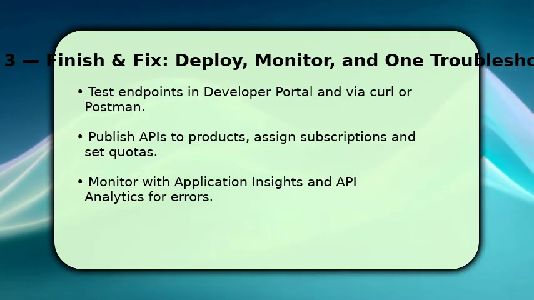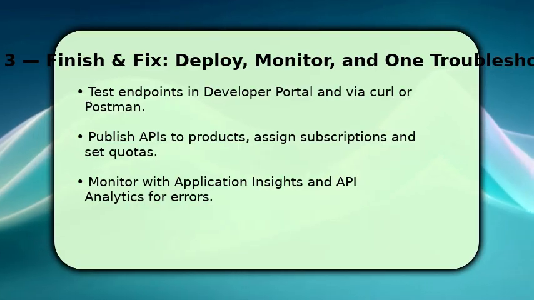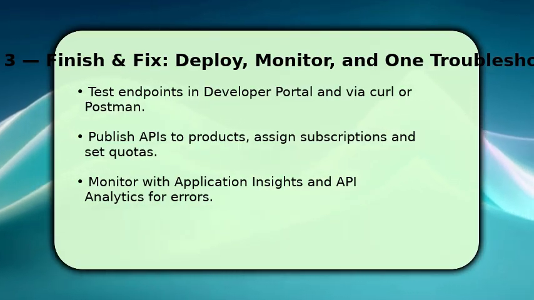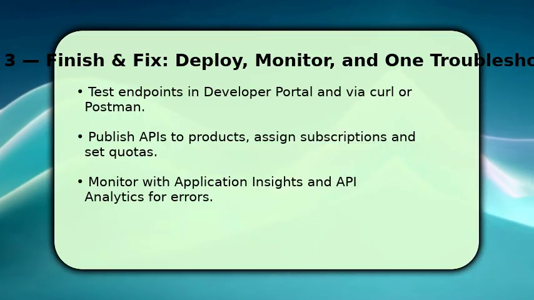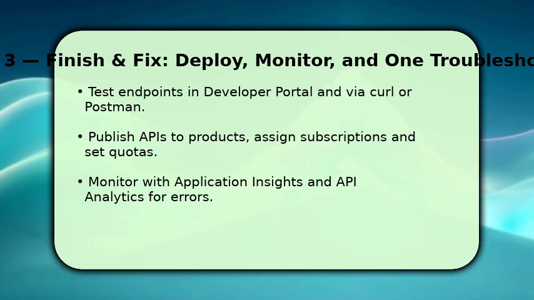Enable application insights and API analytics to collect telemetry and monitor latency, failures, and usage. If calls fail, check policies, inbound authentication, and backend URL mapping first. Misconfigured base.